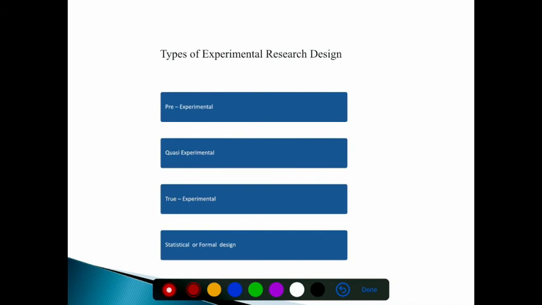So these are the types of experimental research design: pre-experimental, quasi-experimental, true experimental, and statistical or formal design. In my next video, I'll be touching upon firstly the basic principles of experimental research design, and then all these four types of research design one by one.